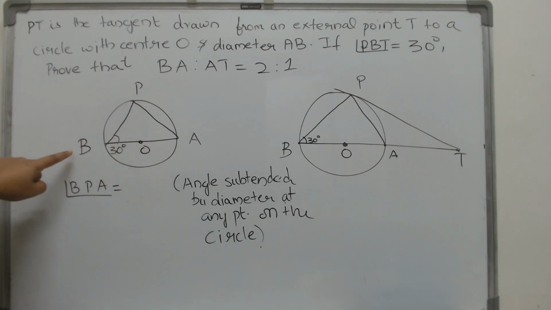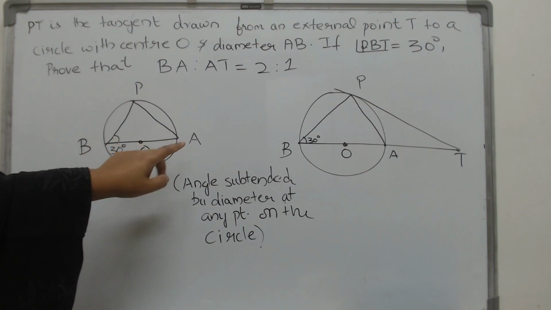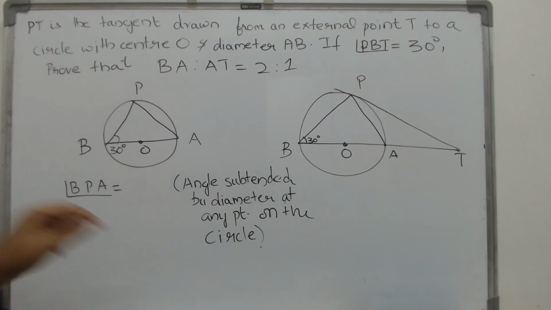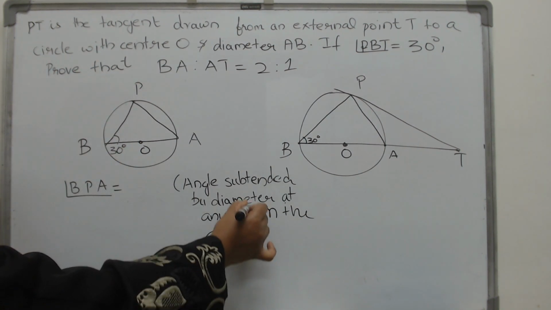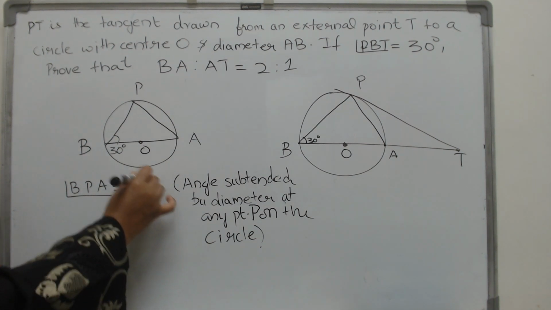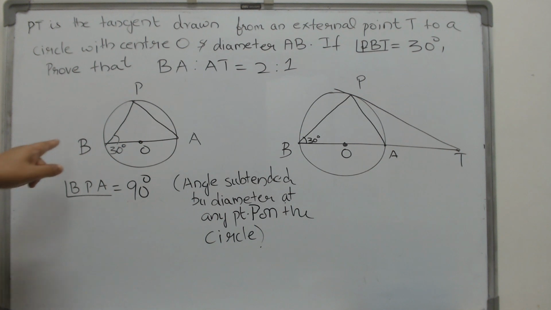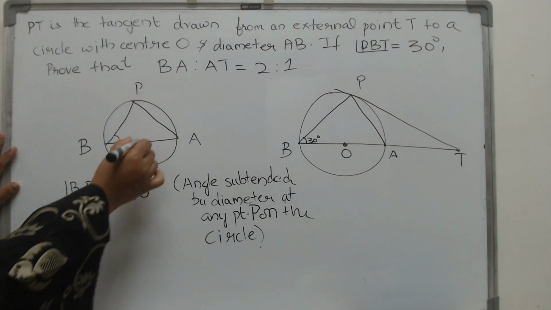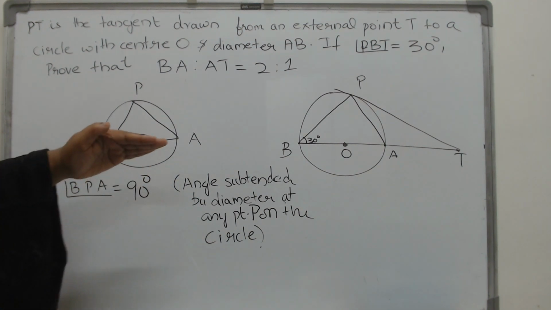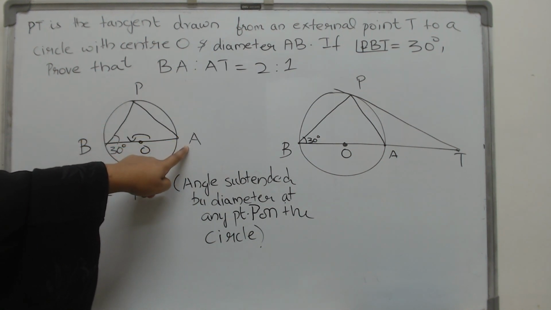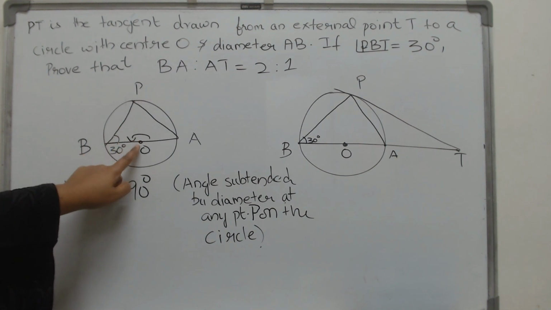Now what is angle BPA? It is the angle subtended by the diameter at any point on the circle. In this particular scenario, it is the angle subtended by the diameter at the point P on the circle. What is it? It is 90 degrees. Do you remember why it is 90 degrees? The angle subtended by the diameter at the center, what is this angle? It is 180 degrees because it is a straight line. So now the angle subtended by the diameter at the center is 180 degrees.